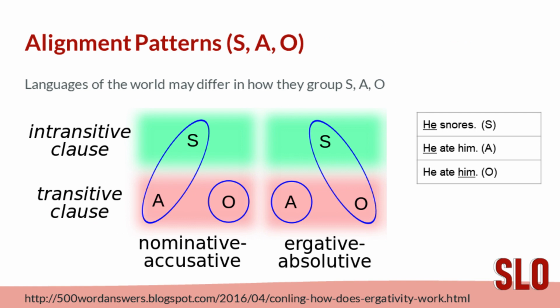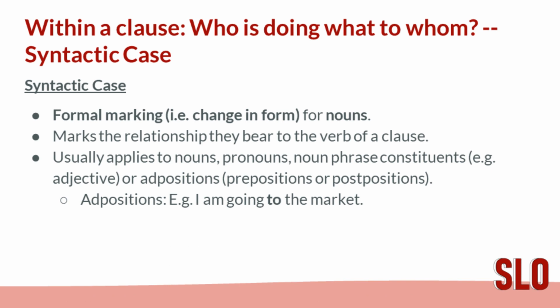For example, a nominative-accusative language like English treats S and A as the same, and O as different. For example, if we replace the nouns with pronouns, we have he snores and he hit him. We see that S and A both take the same form, i.e. he, whereas the O argument, which is the one receiving the action in a transitive clause, takes a different form, i.e. him. This brings us to our next topic, syntactic case.